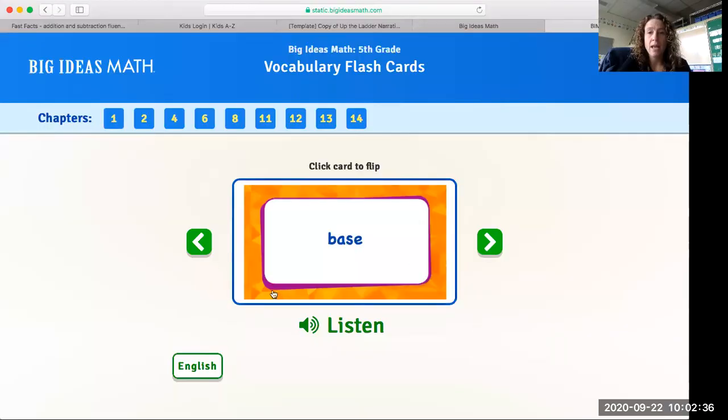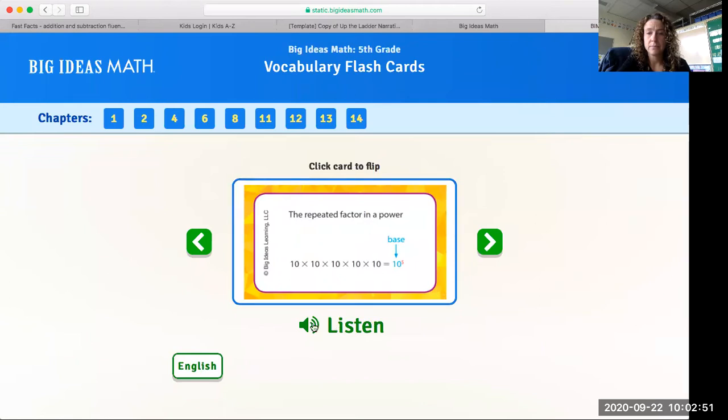So let me show you. And this is base, right? Base of a power. Okay. The base of a power is the repeated factor in a power. So if we have the number 10 and we have the 5 above it, it just means that we're saying 10 5 times. So we're multiplying 10 5 times in a row. So 10 times 10 times 10 times 10 times 10.